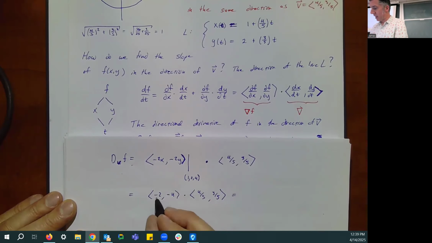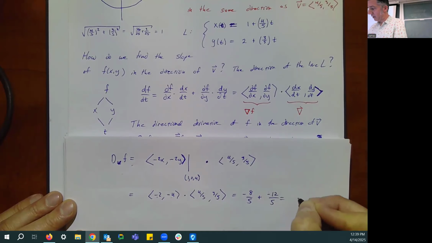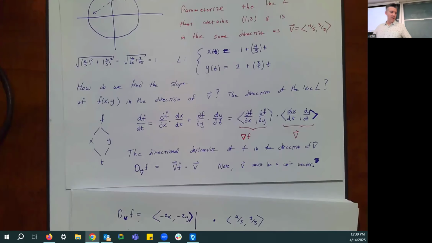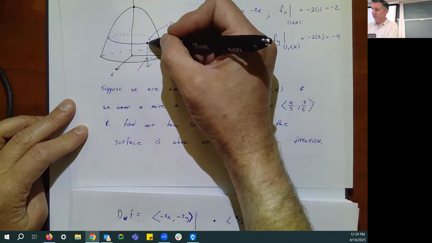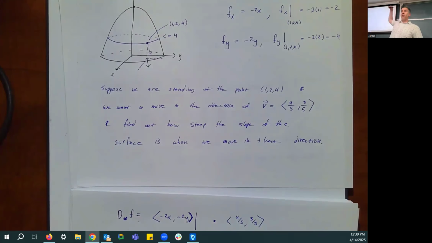If we multiply this out, we get negative 2 times 4/5 plus negative 4 times 3/5, which adds up to negative 20 over 5, which is negative 4. So, way back here, from this point on this surface, if we move in that direction, we're going to be going down with the slope of negative 4, meaning if we move 1 in that direction, we're going to go down 4 units. Or at least we would if that was the slope the whole time.